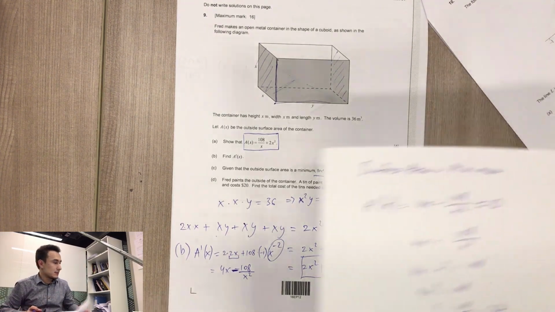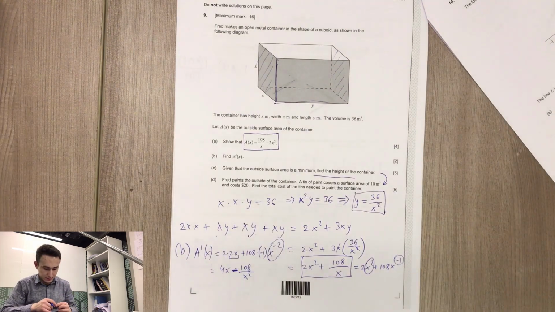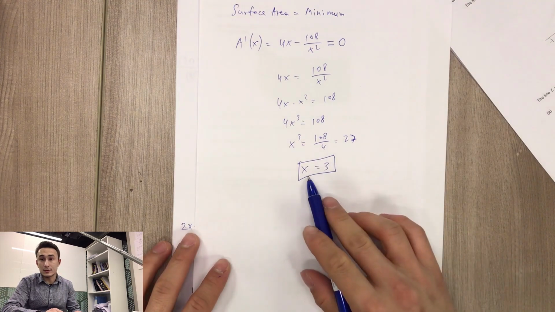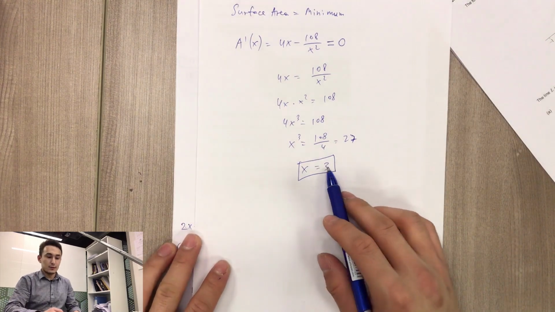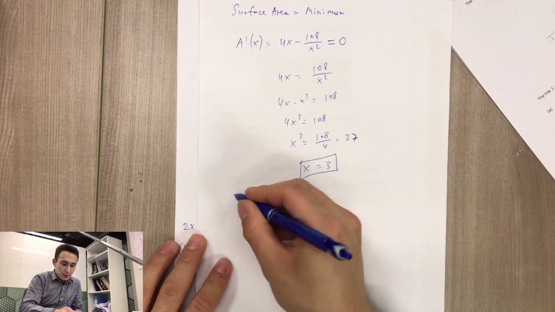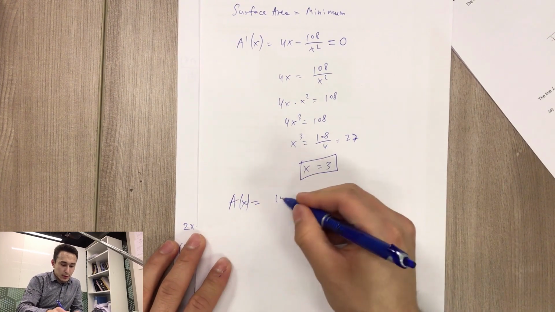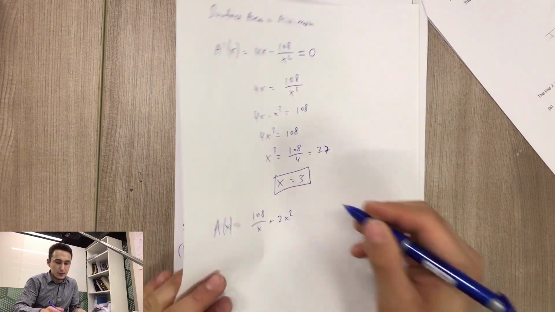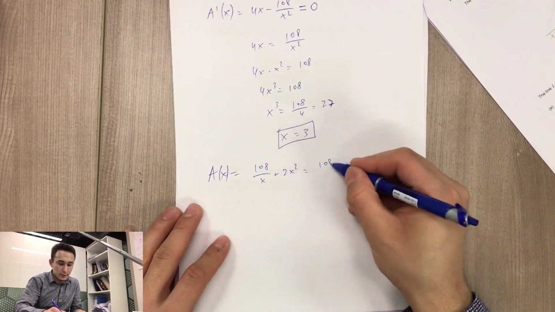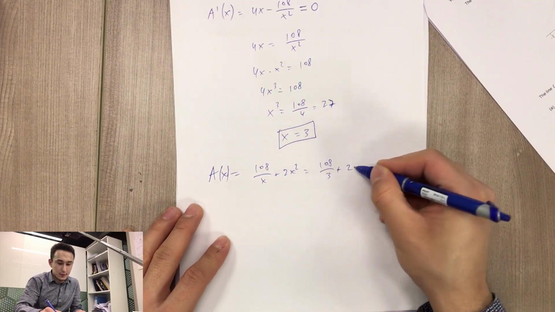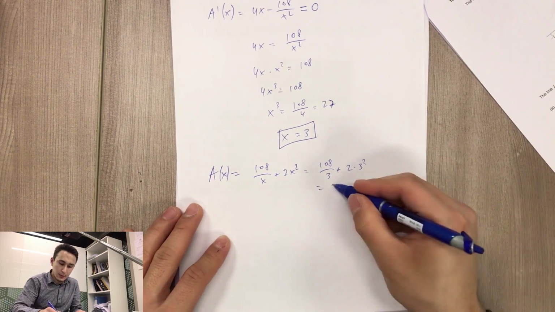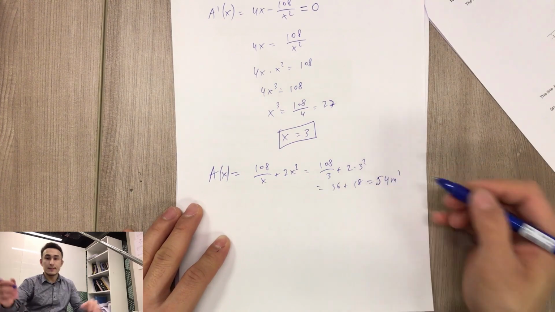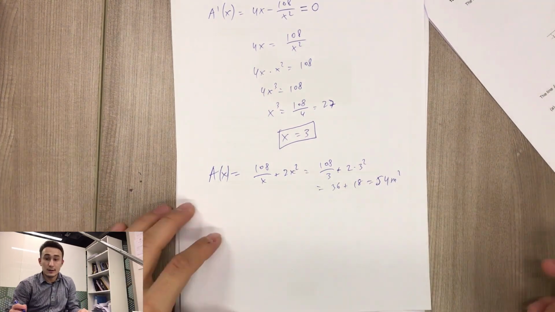So in part D, what we're gonna do is use what we have found in part C. We found that x was equal to 3 from part C. So using this, the area will be equal to 108 over x plus 2x squared. Substitute the 3, so it's 108 over 3 plus 2 times 3 squared, which is equal to 36 plus 18, 54 square meters. Okay, so this is the area of the container.